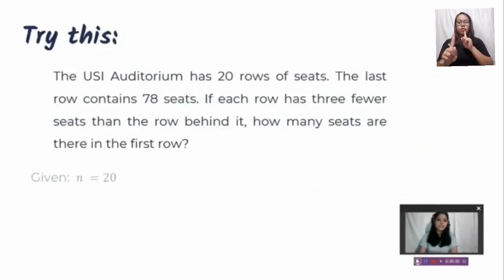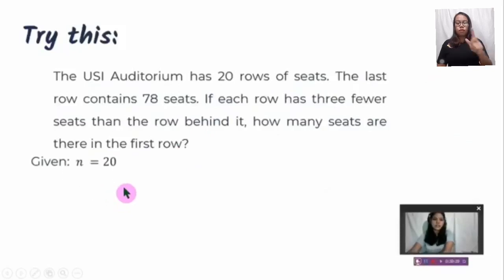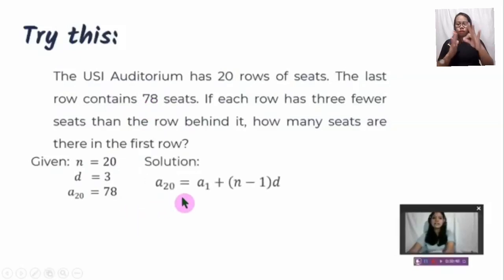Now let us try to answer. Let's identify the given first. How many rows are there? 20. So our n would be 20. While for the d, the keyword is 3. So d is equal to 3. And our a sub 20, since there are 20 rows, is 78. Now let's use the formula again.